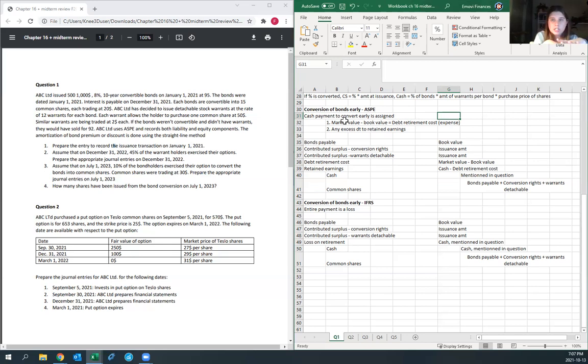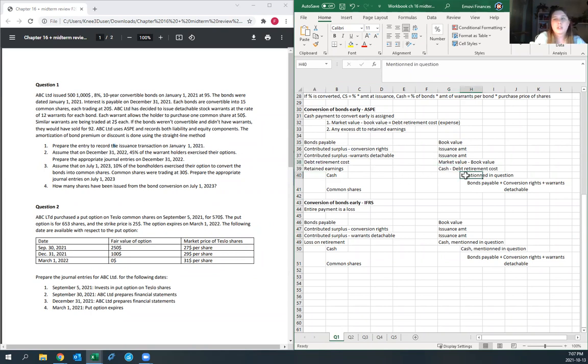So you're diminishing your equity. The transaction is bonds payable with a debit, at book value. You're going to have a contributed surplus, conversion rights, issuance amount, warrants detachable, issuance amount. So the same thing as the first transaction we saw earlier. Your debt retirement cost is the market value of your debt minus the book value of your debt. Retained earnings is the cash that you paid minus your amount here.